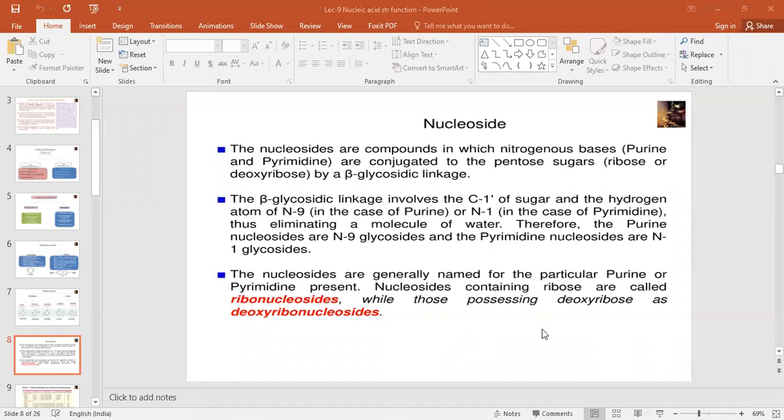The nucleosides are generally named for the particular purines and the pyrimidines. The nucleosides which contain the ribose sugar are called ribonucleosides, and those which contain the deoxyribose sugar are known as deoxyribonucleosides.